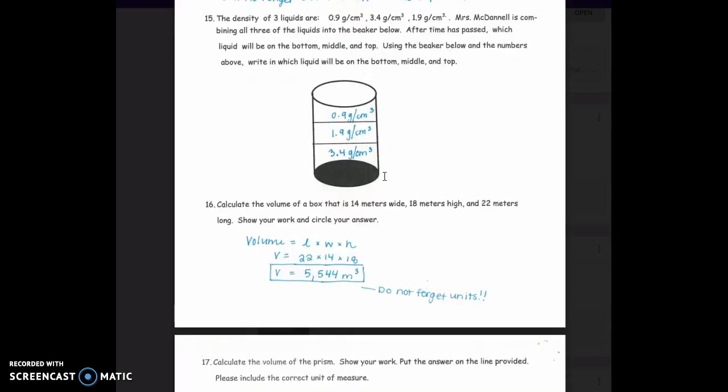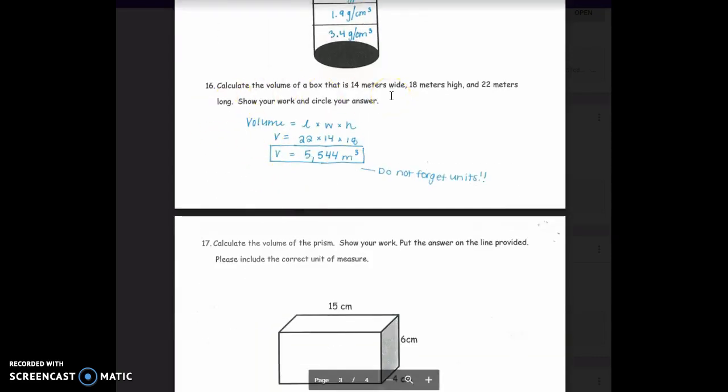Okay, calculate the volume of a box that is 14 meters wide, 18 meters high, and 22 meters long. Show your work and circle your answer. So volume equals length times width times height. So you multiply your numbers, 22 by 14 by 18, and you come up with 5,544. And she's giving you a warning right here. Do not forget your unit. M cubed, M cubed. Do not forget your units. I'm assuming she's putting that there because students have forgot their units. Don't be one of those students.